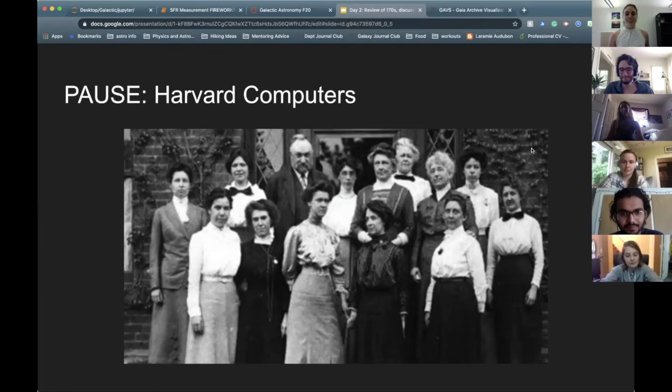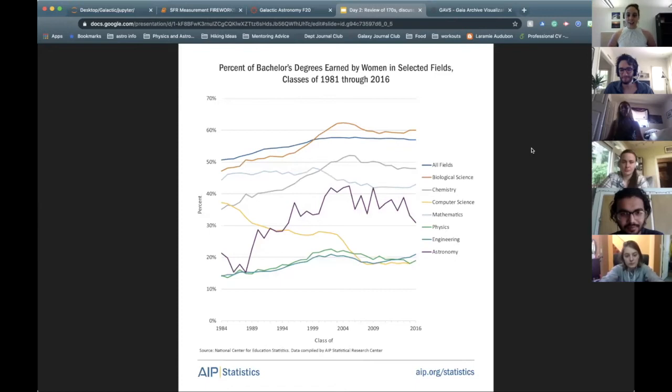The other thing I want to, sorry, maybe this is a little downer note, but I also wanted to use this to say that astronomy is getting better in terms of women getting degrees in astronomy, but we're still not equal to some other places. So in this graph that I pulled from AIP, astronomy is this purple line. They're very chunky, but we went up for a while, and now we're going back down.